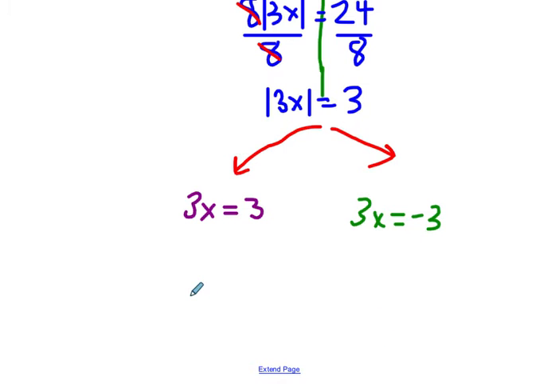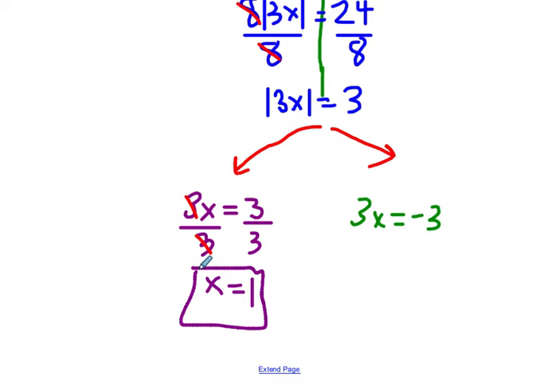So to solve the purple equation, I simply have to divide both sides by 3. So the 3's on the left-hand side are going to cancel out to leave me with just x, which was my goal. And then 3 divided by 3 would give us 1. So x equals 1. That's one of our solutions.